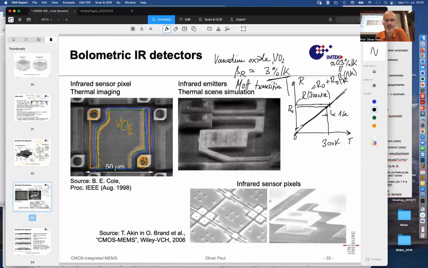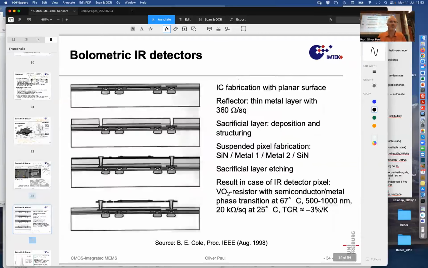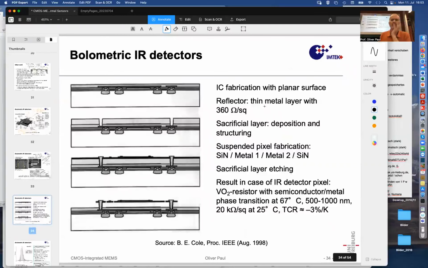You see here some absorbers that are suspended on 4 locations. Probably 2 are used again to make some resistive measurement. Here you see a close-up of one of those thermal sensors. So here a little post actually, and then a planar structure produced by some sacrificial micromachining. So if I show you the process here, and that's again from Cole.